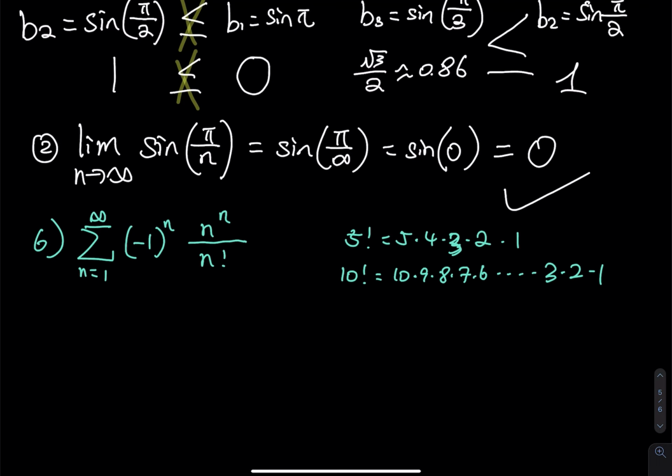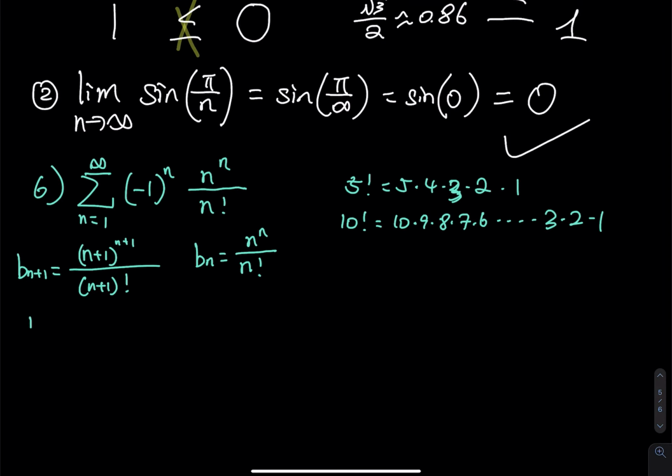And then this one, my Bn, is equal to n raised to the n divided by n factorial. And then the Bn plus 1 is n plus 1 raised to n plus 1 divided by n plus 1 factorial. It looks very complicated. Let's try what happens when n is equal to 1. So we have b2, which will be 2 raised to the second power over 3 factorial, and then b1 is 1 raised to the first power divided by 1 factorial.